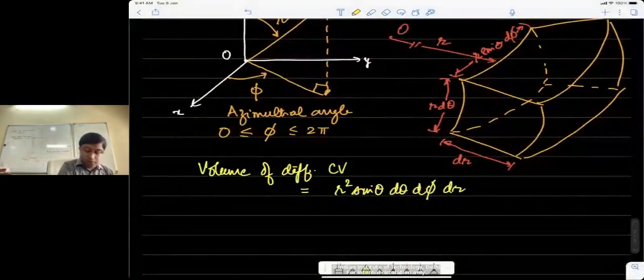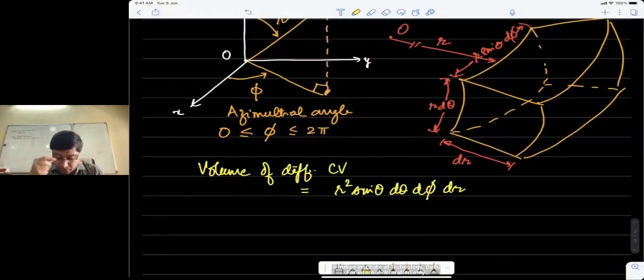In fact, some of you, in your high school or somewhere, may have derived the volume of a sphere. Actually, this is where you can integrate this differential CV over all r, from let's say 0 to r naught, if r naught is the radius of the sphere, theta from 0 to pi, and as I said, phi from 0 to 2 pi. You can actually get the volume of the sphere, and that's how you can verify that this element is the way it is supposed to be.